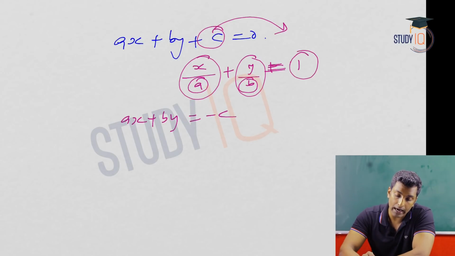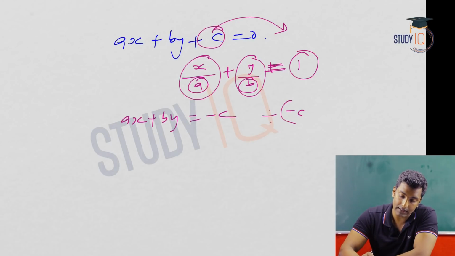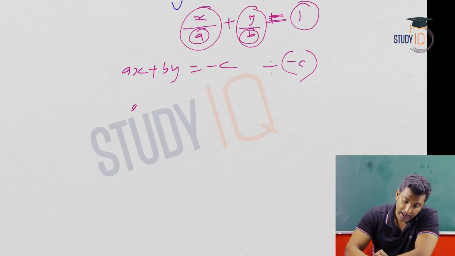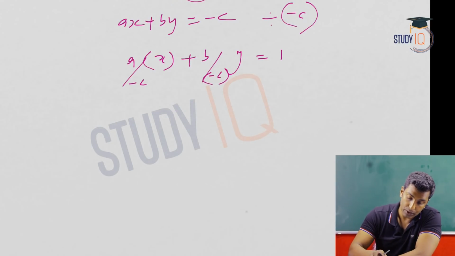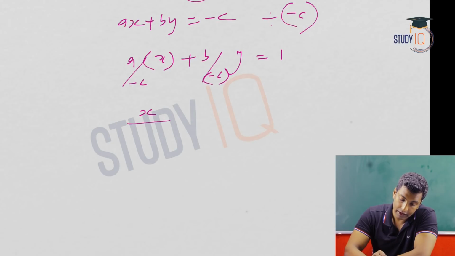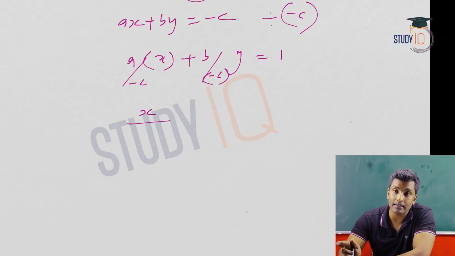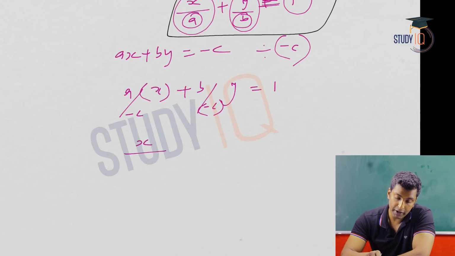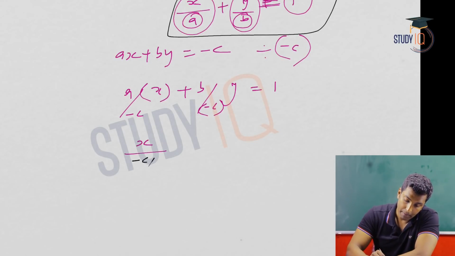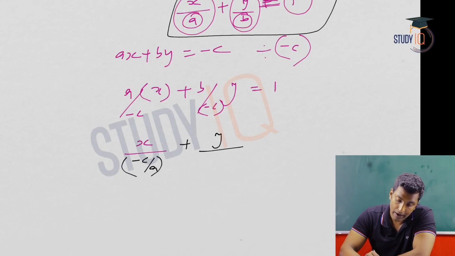Now on the right hand side, if you look, this is 1. So you need to make this 1. To make the right hand side 1, you need to divide with minus c throughout. So this will become a divided by minus c into x plus b divided by minus c into y equal to 1. Now to write it in intercept form as given, x should be on the top, numerator. So x divided by minus c by a plus y divided by minus c by b equal to 1.